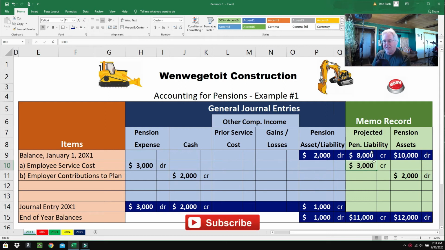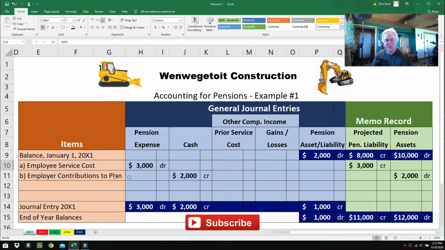Now, this is in the representation of the third-party pension trust fund. But you'll see how it all works out. It's really pretty cool how it works out. So, $3,000 debit, $3,000 credit, and whenever you do these entries here, make sure the horizontal lines balance. $3,000 debit equals $3,000 credit.